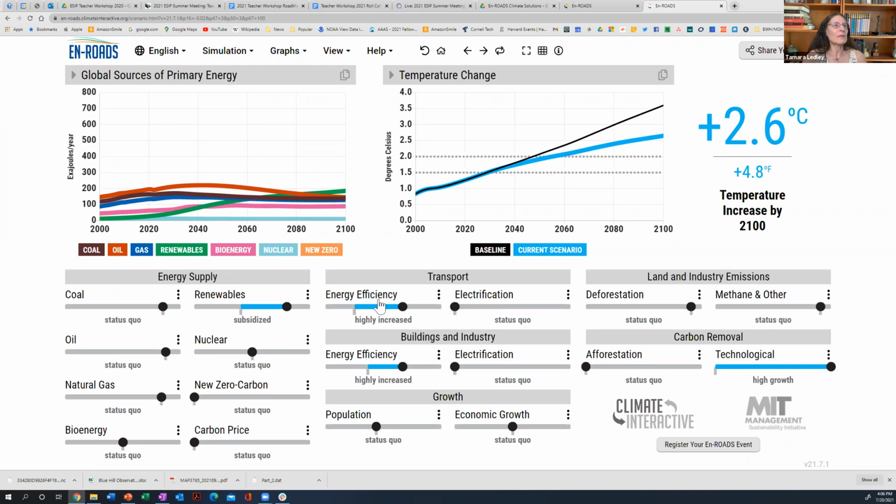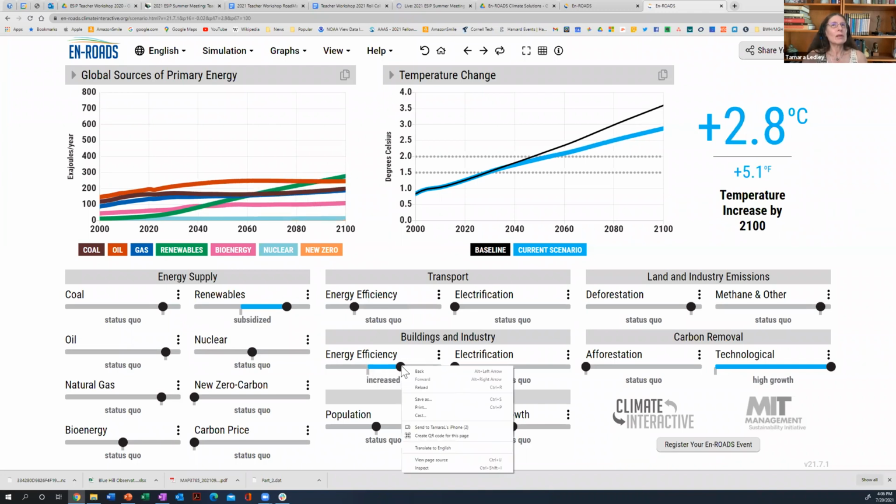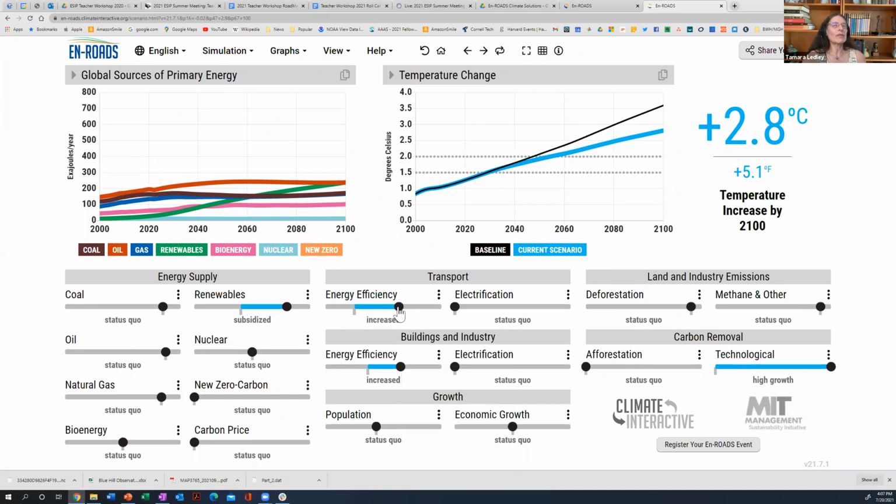So let's see. I'm going to go back and put these both at 0. And so that was 3.0 to 2.8. Oh, energy efficiency in buildings and industry is a little bit more impactful. It went from 3.0 to 2.8. So that's 0.2 degrees Celsius. And the other one was from 3.0 to 2.9, which is 0.1. So together they would be 0.3, but it didn't, wait, this one I had to change even further.